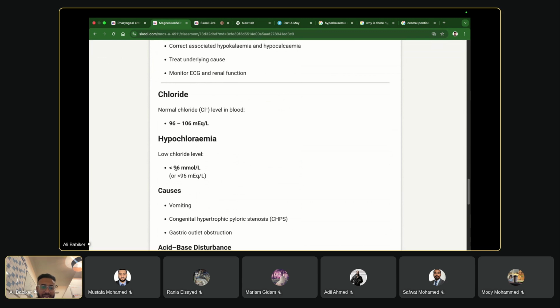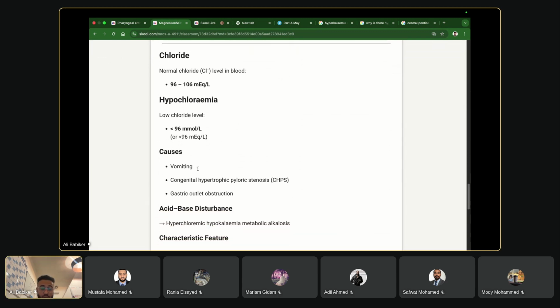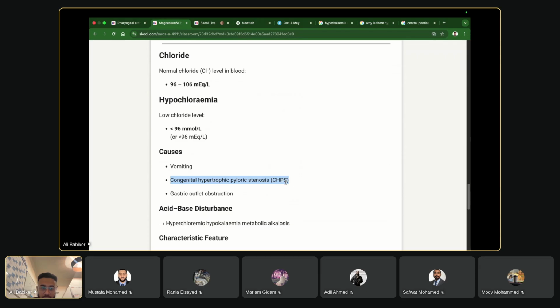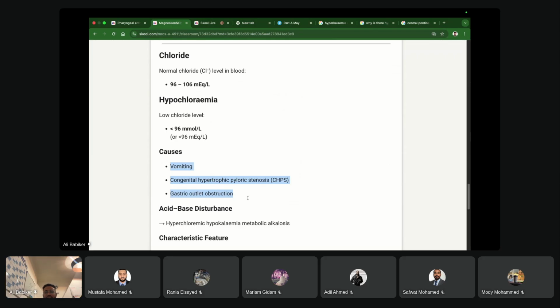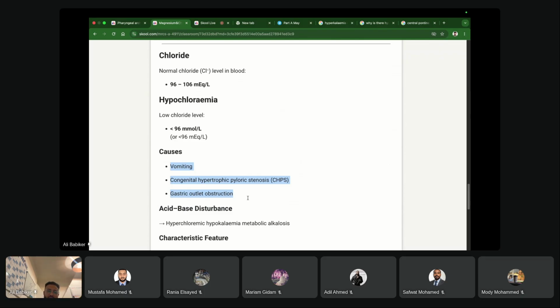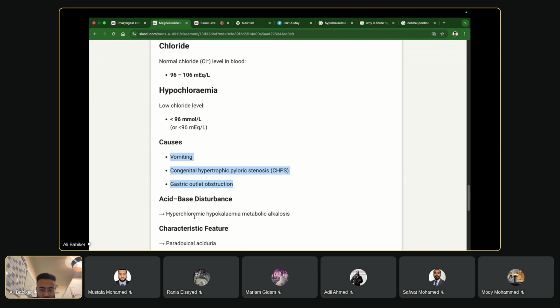less than 96. It could be due to vomiting, congenital hypertrophic pyloric stenosis, and gastric outlet obstruction. We mentioned this before, if you remember, CHPS, congenital hypertrophic pyloric stenosis. If you think about these three, they are the same. Vomiting is vomiting. Congenital hypertrophic pyloric stenosis will lead to vomiting. Gastric outlet obstruction will lead to vomiting. Hypochloremic, hypokalemic metabolic alkalosis is the main feature of this one.